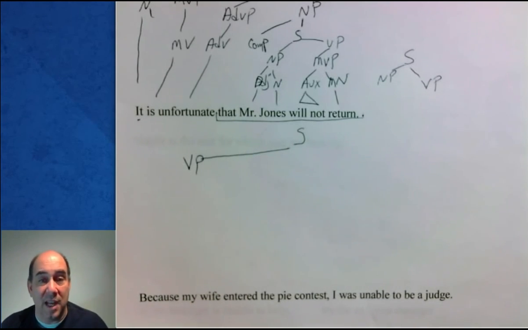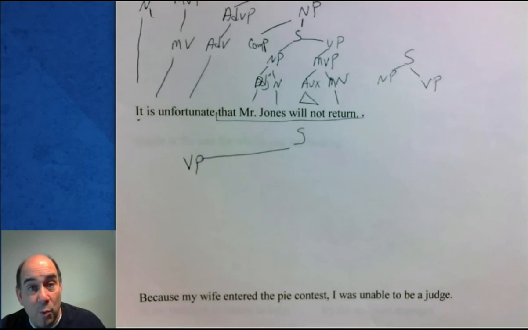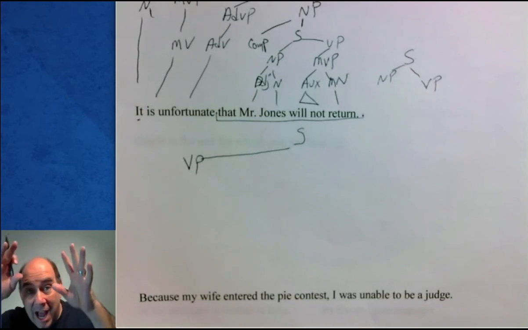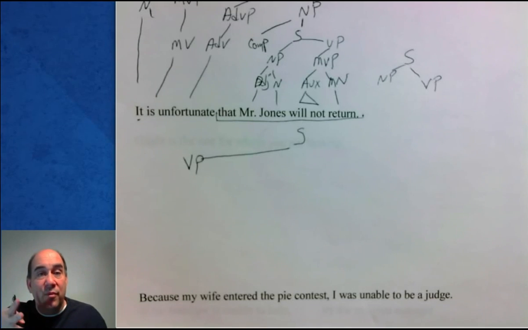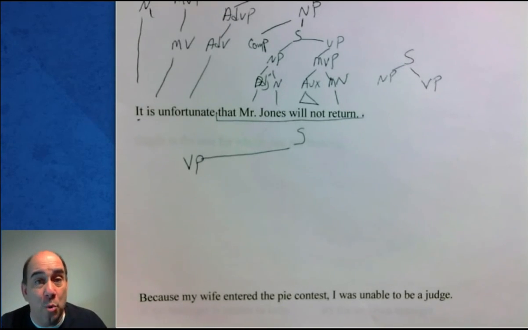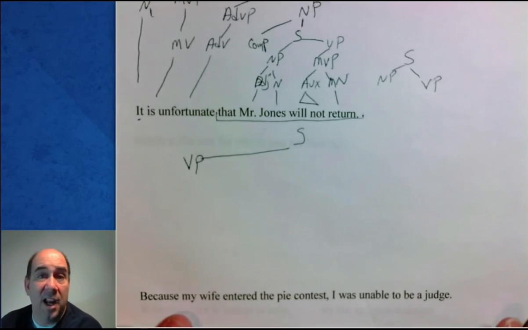Now, to be honest, there are going to be some people who will say the real thing you need to do is put the sentence in the original order. You have to write the sentence, "I was unable to be a judge because my wife entered the pie contest." You put it in the original form, and then you diagram it, and then you move that to the front, and you do it with a bunch of rules later. So you diagram the original and then write a bunch of rules to talk about how it transitioned. I'm not going to do that.